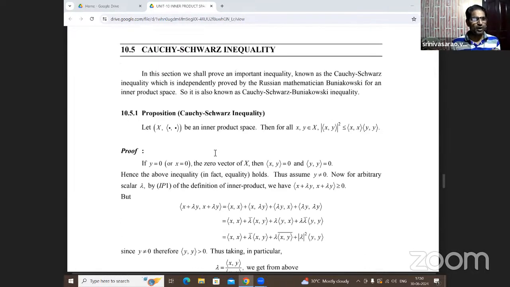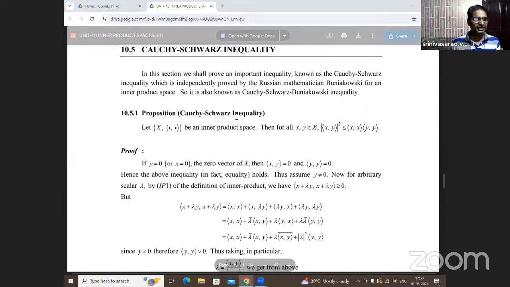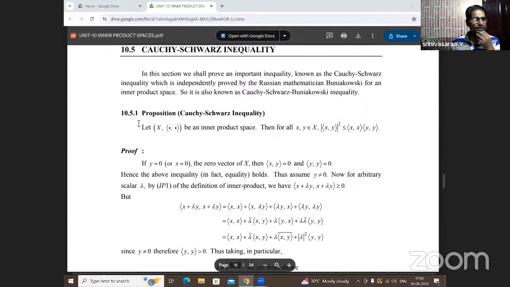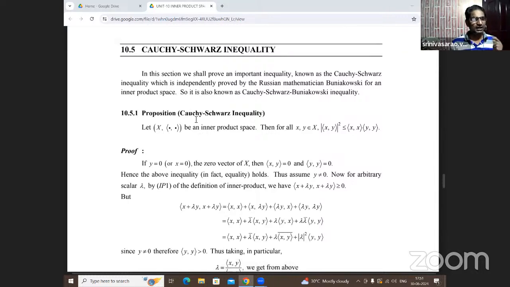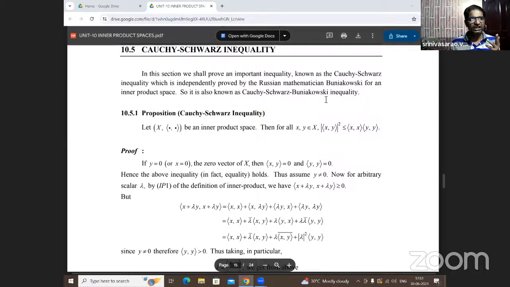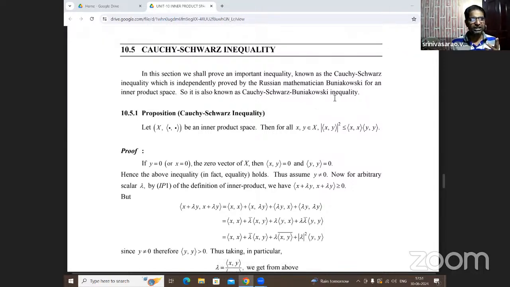Students, one of the important theorems is the Cauchy-Schwarz inequality. Please note it down; it is very, very important in the final examination. Through the definition of inner product space and examples, this type of question is given: state and prove the Cauchy-Schwarz-Bunyakovsky inequality. It is read simply as the Cauchy-Schwarz inequality.